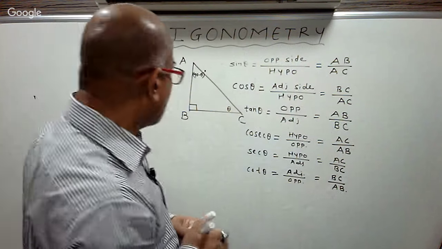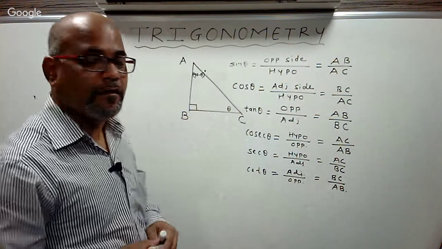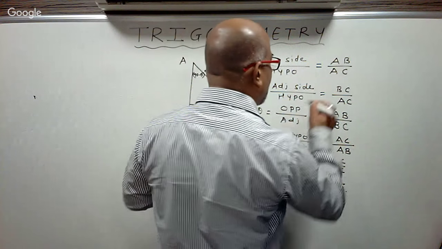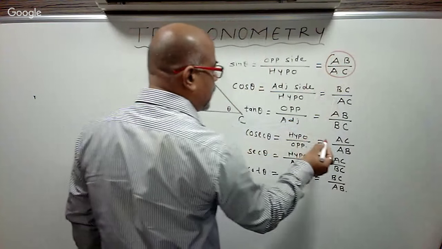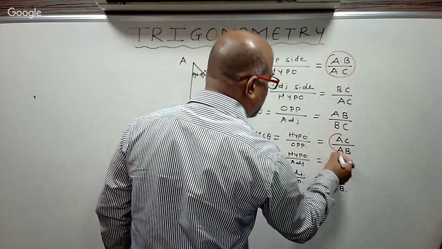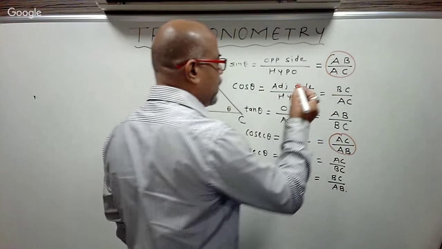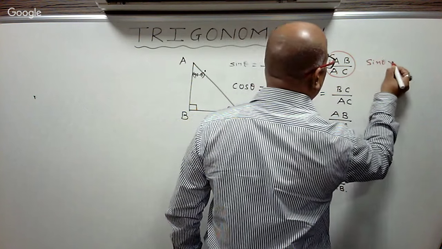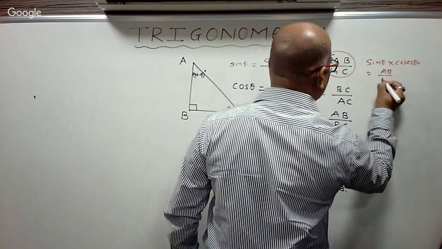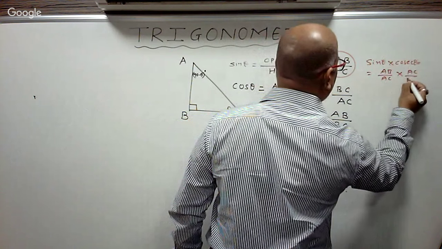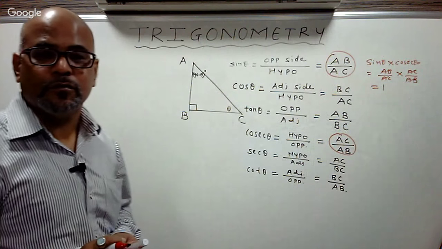These are the basic trigonometric ratios of trigonometry for angle theta. Now here we observe sin theta is AB upon AC and cosec theta equals AC upon AB. That means they are reciprocal of each other. Therefore, if you multiply sin theta into cosec theta, what do we get? AB upon AC into AC upon AB. They are reciprocal of each other. Therefore, the product equals 1.